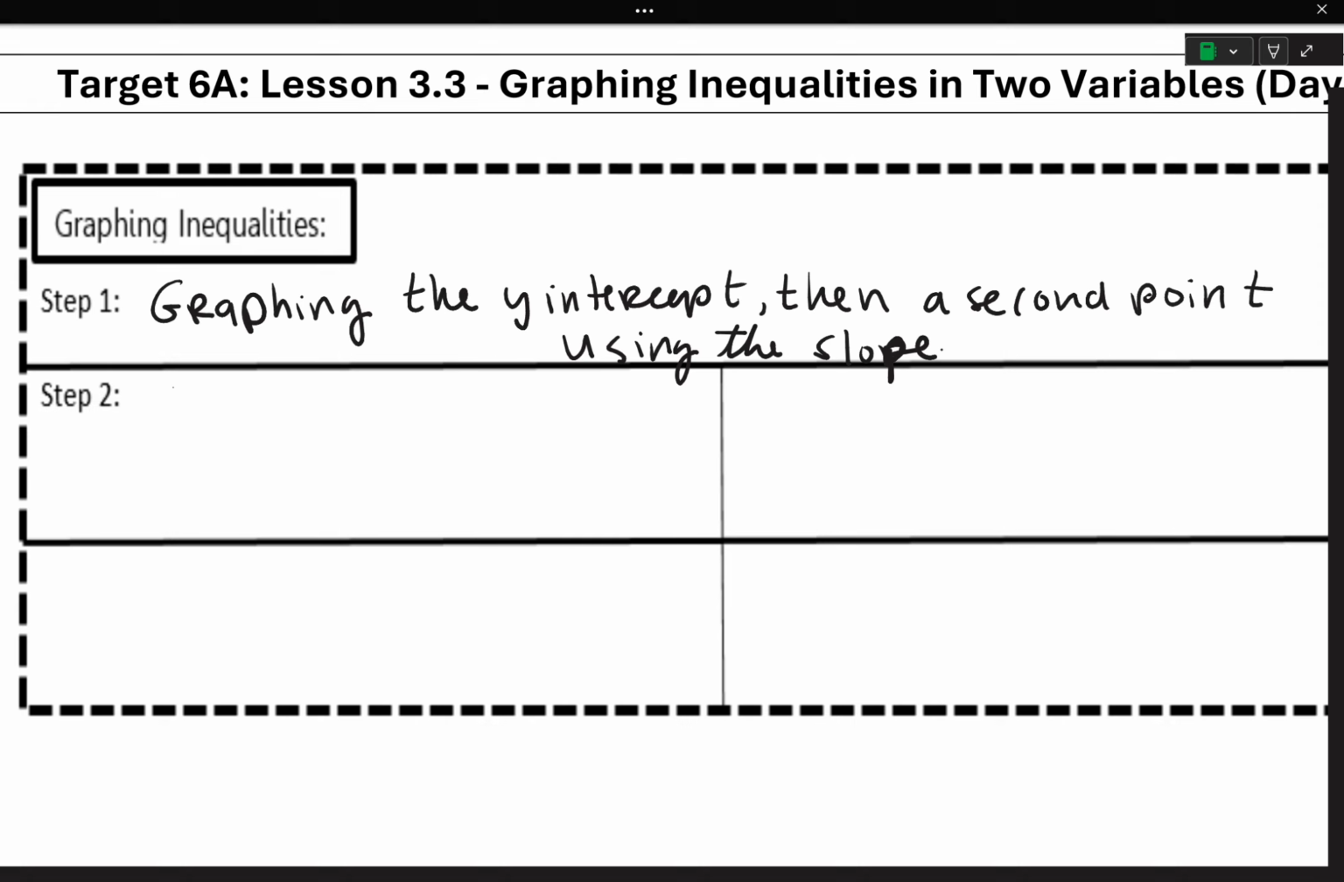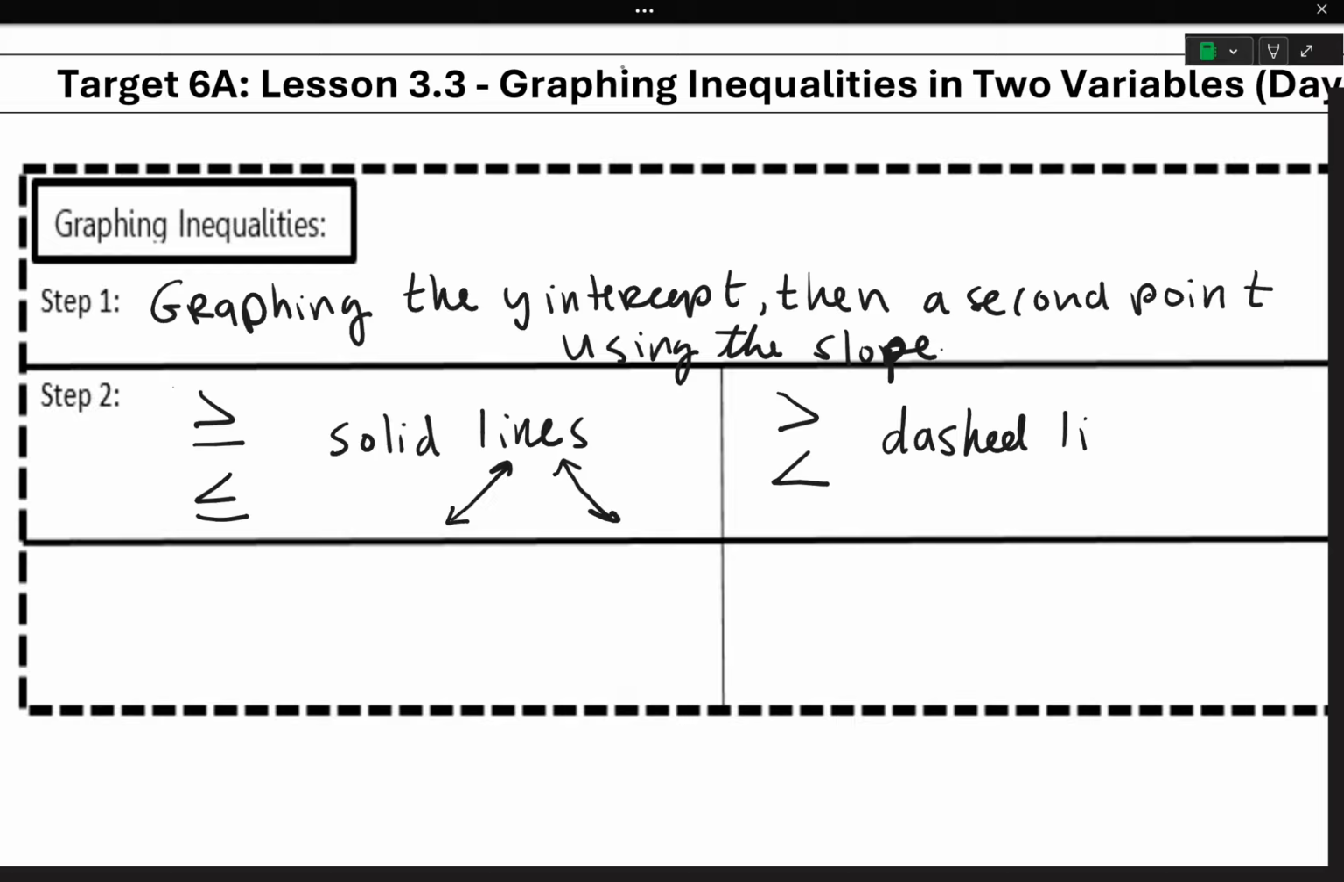The next step is to decide what type of line is going to connect those 2 points. When we graph inequalities, we have two possibilities. First, we have a symbol like greater than or equal to or less than or equal to. These are going to be solid lines. They're going to look like this or like this. Now, if we have just a greater than or just a less than, these are going to be dashed lines. They're going to look like this or like that.